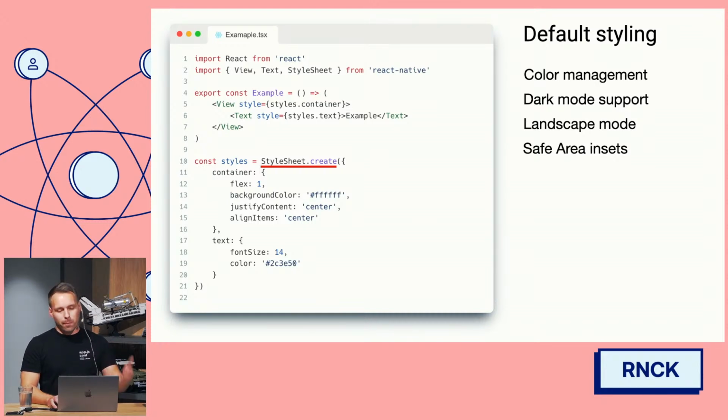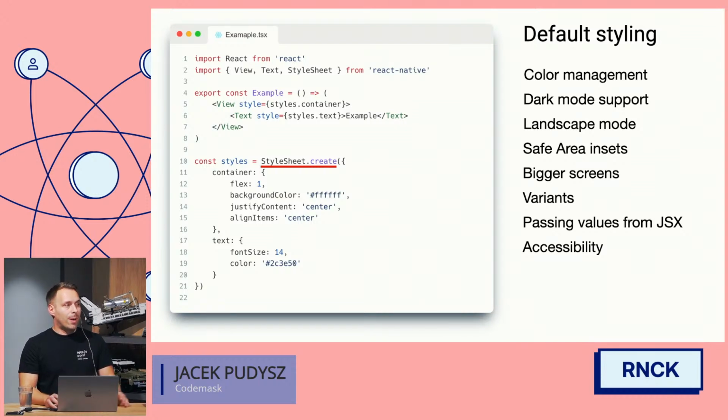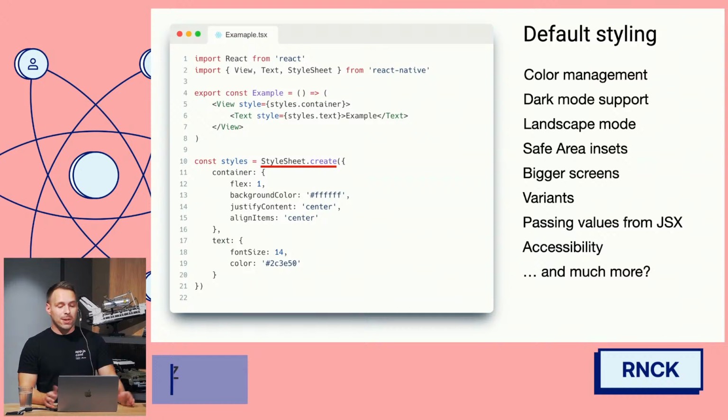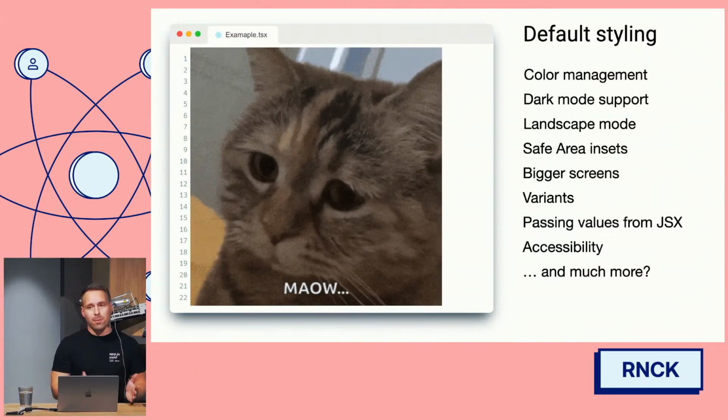You need to install one more package. You need to add one more hook. What about bigger screens? For example, you need to target web or desktop. What about variants? How to create multiple variants of typography, of buttons? What about passing dynamic values from JSX? It's not possible with the StyleSheet. And finally, what about accessibility? Forgotten by many developers. And much, much more. You may feel like this, because with StyleSheet, it's doable, but it's hard.